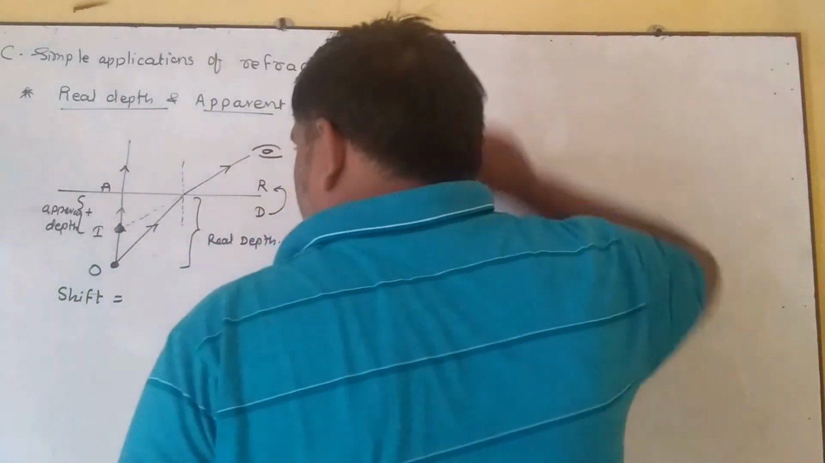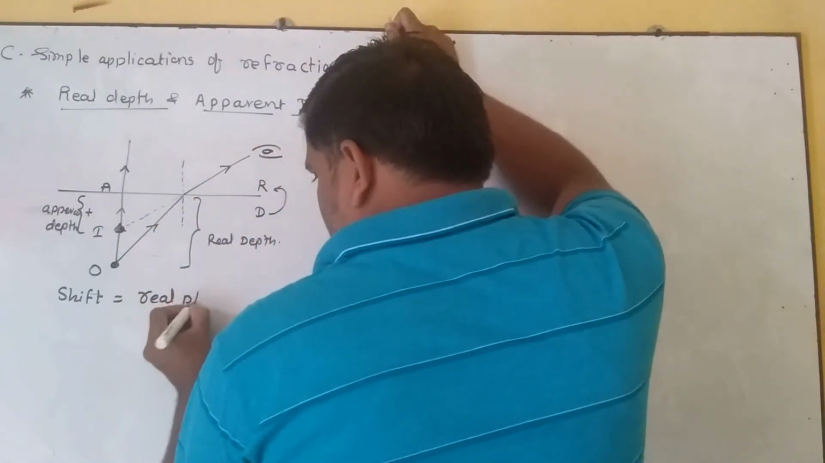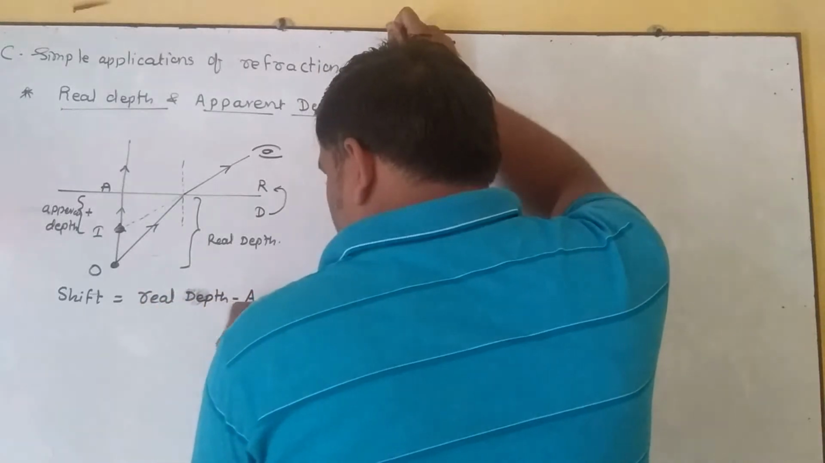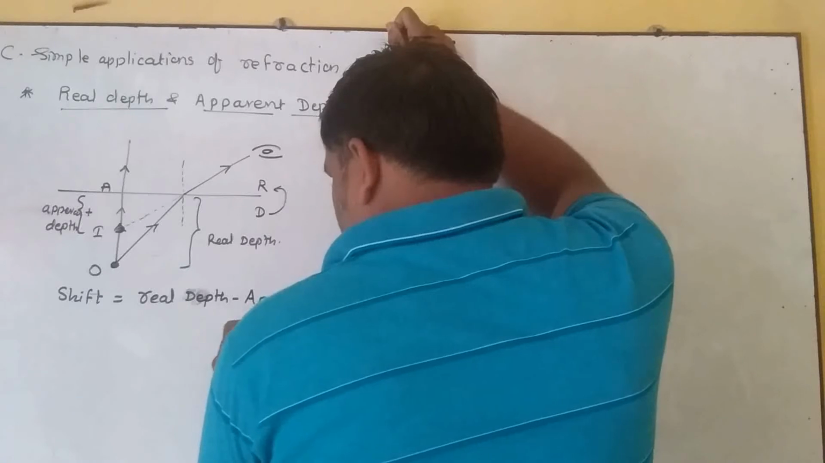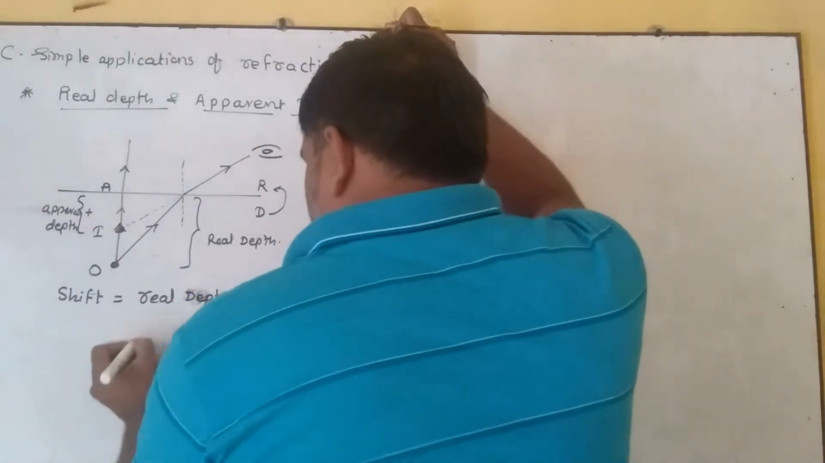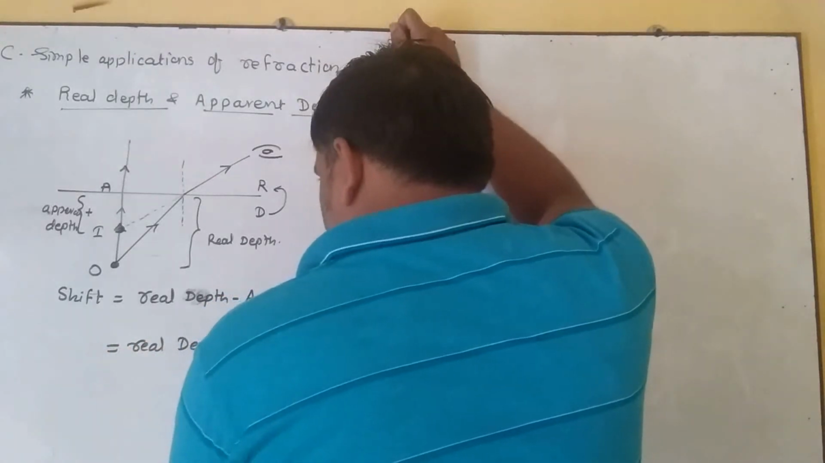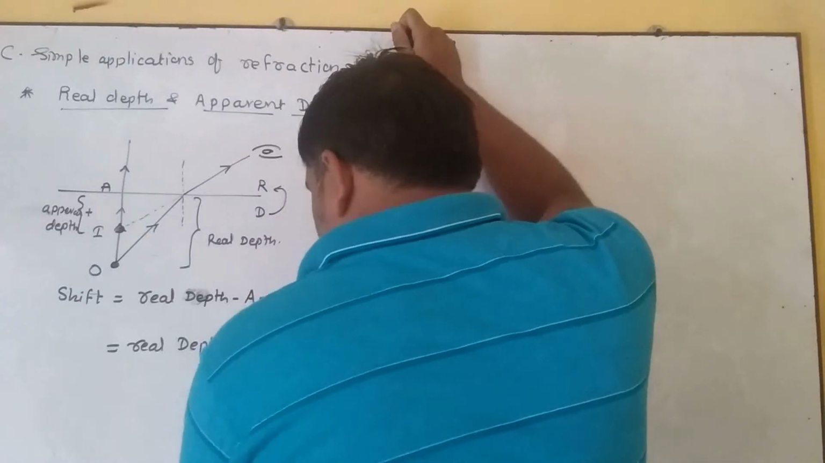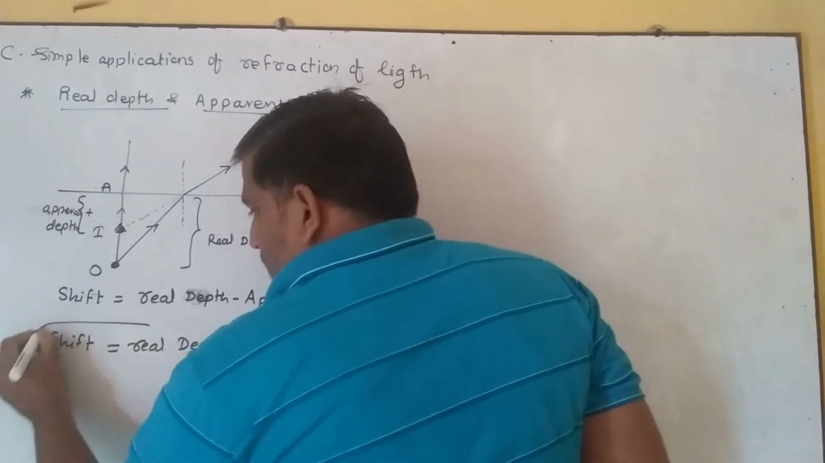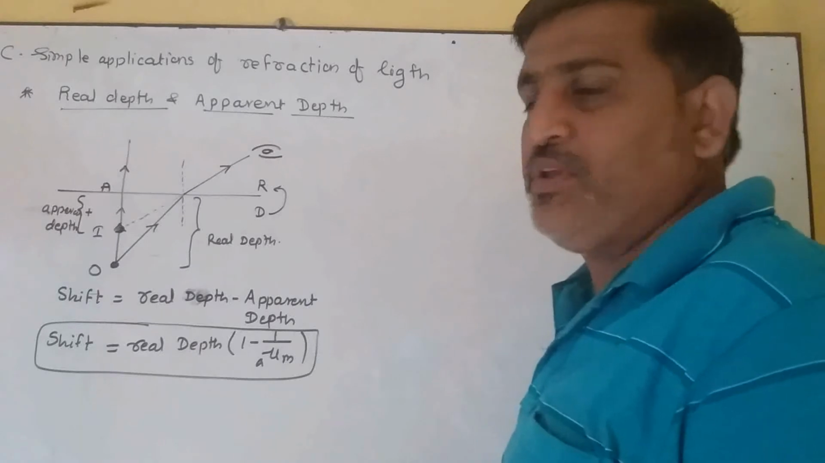What is shift? Shift is nothing but real depth minus apparent depth. Real depth minus apparent depth is known as the shift. The formula for the shift is real depth into 1 minus 1 upon the refractive index of the medium with respect to air. So this formula is important that you keep in mind. No derivation is asked on this topic. Okay, so this you have to keep in mind.